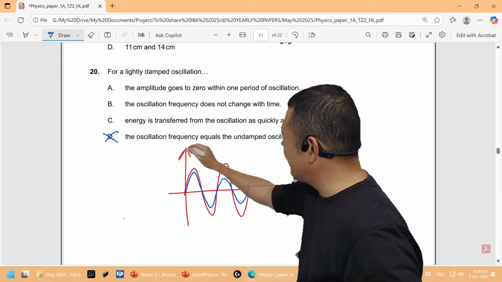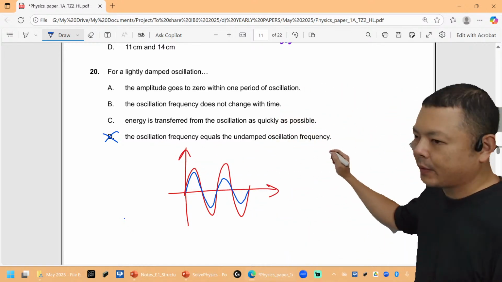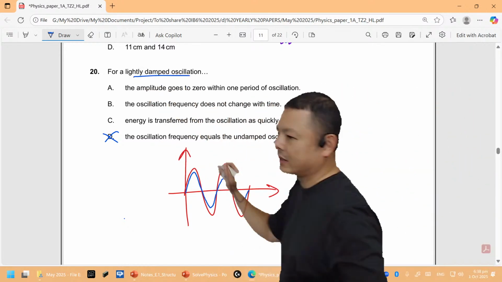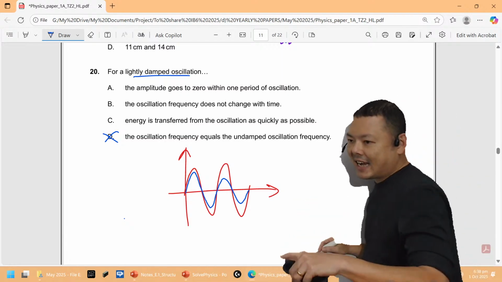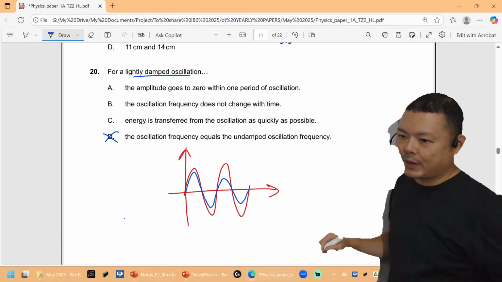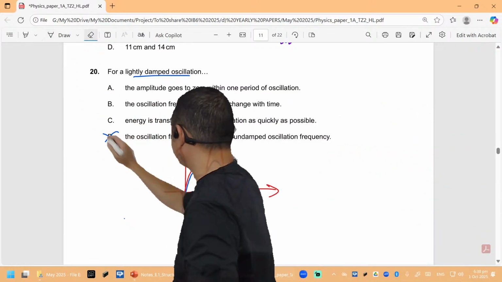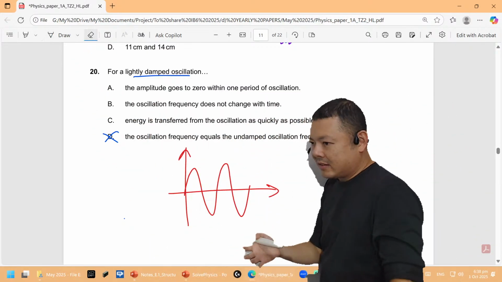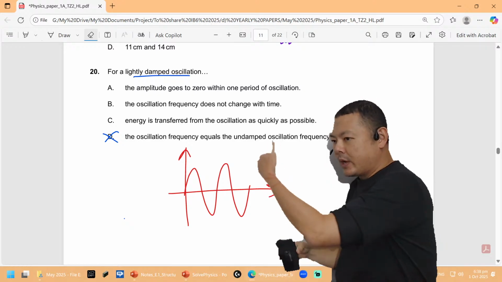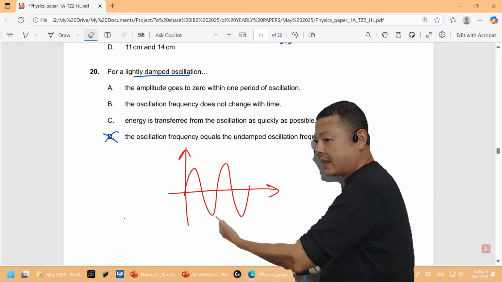Option D says the oscillation frequency equals the undamped oscillation frequency for lightly damped oscillation. If they say that, then that means it's not the same frequency anymore. You understand this? It's not the same frequency anymore. But I know this. I understand it. It's just that we assume the period to be the same.